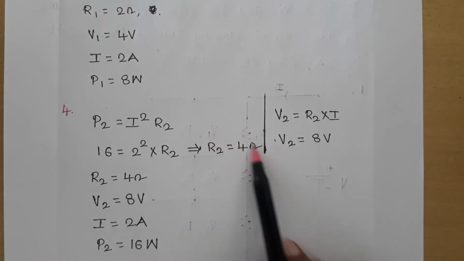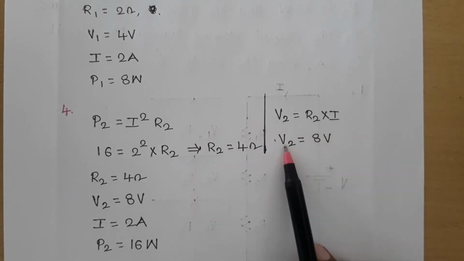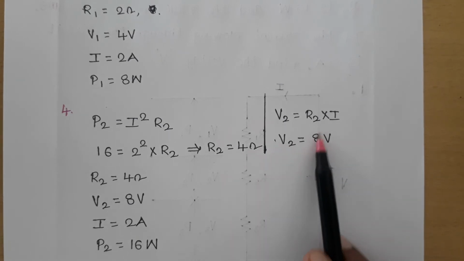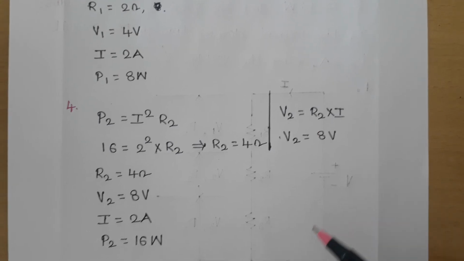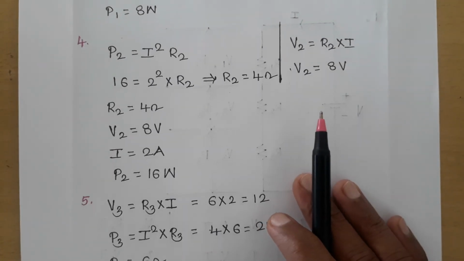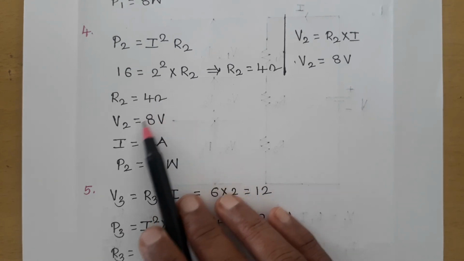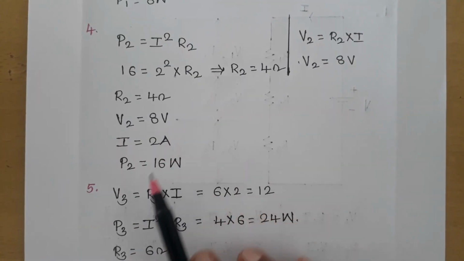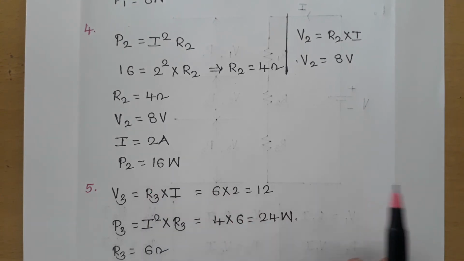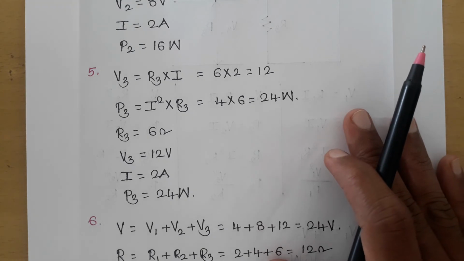Once we get this R2, by using the relation V2 equal to R2 into I, we can find V2. V2 equal to 4 into I, which is 2. So 4 into 2 is 8 volts. Now let us write all the values related to the second element. R2 equal to 4 ohms and V2 equal to 8 volts, I equal to 2 amperes and P2 equal to 16 watts.